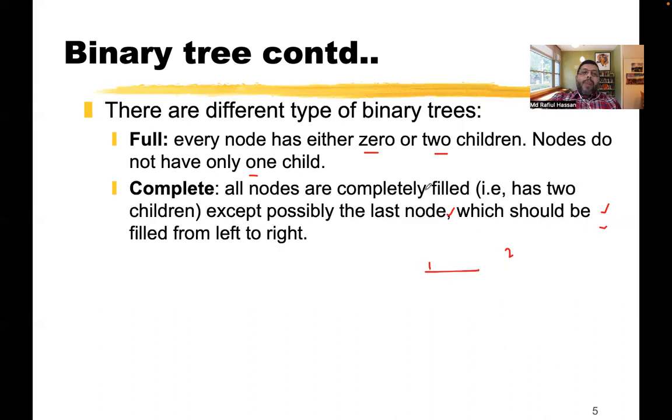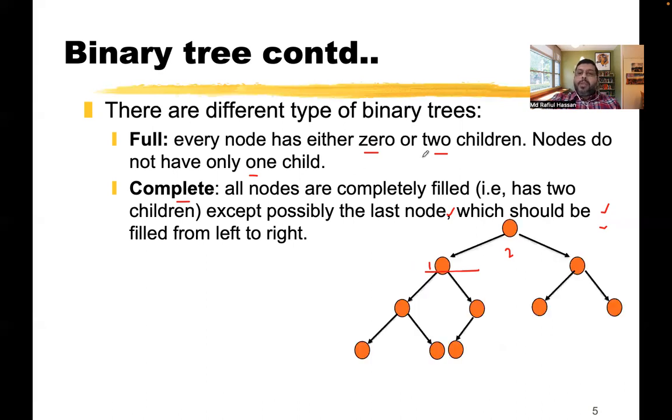There is another type of binary tree available, called complete binary tree. In the complete binary tree, all nodes are completely filled, that is, each has two children, except possibly the last node, which should be filled from left to right. So let me give you an example. Let me delete the pen marks so that it is clearer. You can see that each node of this tree has two children, except the last node, which has only one child. So this is a complete binary tree.